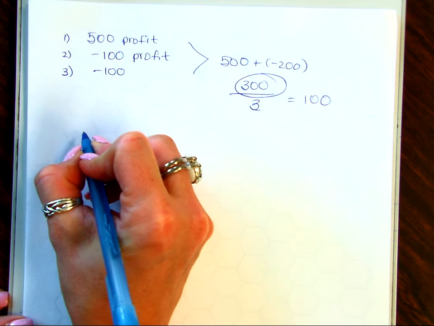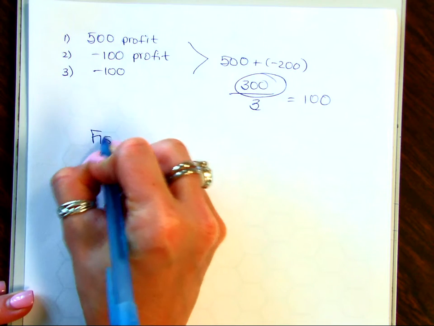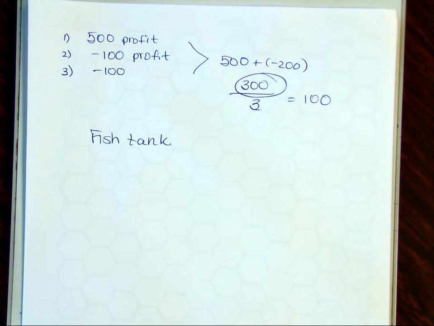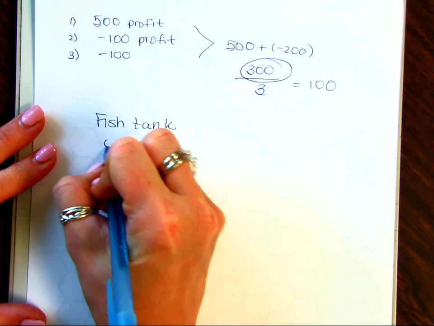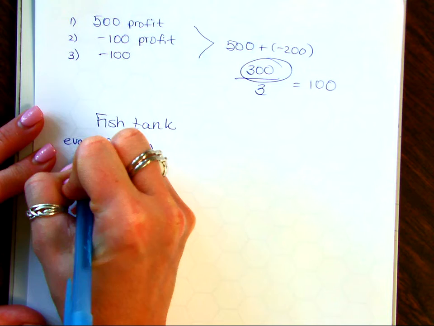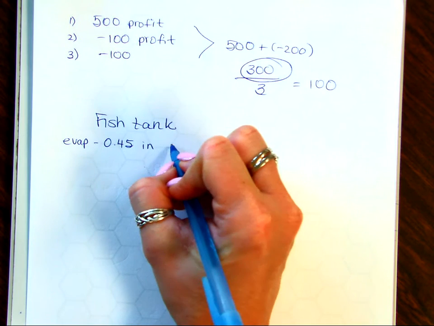Let's see, you can also deal with, let's talk about water evaporating, okay? So let's say you have a fish tank. I don't know about you, but my fish tank, I swear I look at it and I feel like I have to fill it up with water every time because it's constantly evaporating. So let's say, we're going to get into the integer part of it. Let's say it evaporates at a rate of 0.45 inches. So the water in my fish tank is evaporating at 0.45 inches every week.